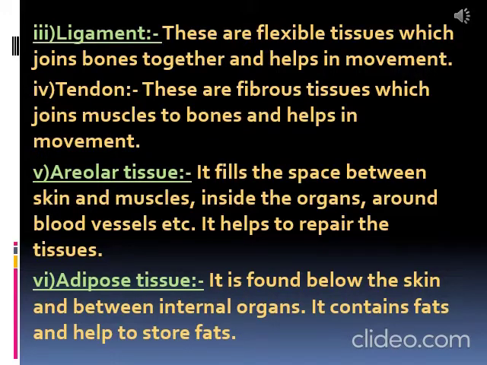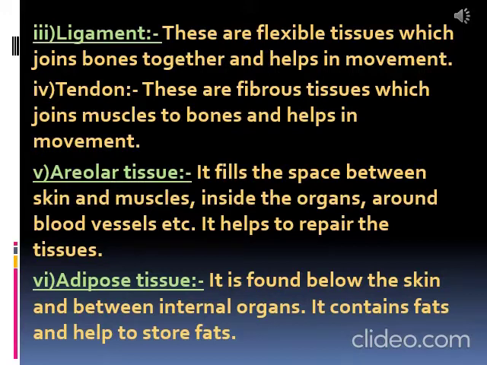Fifth one is areolar tissue. It fills the space between the skin and muscles, inside the organs, around the blood vessels, etc. So it is mainly the packing tissue, you can say, which fills the empty space between the skin and the muscles, between various organs or around some vessels. It also helps to repair the tissues.